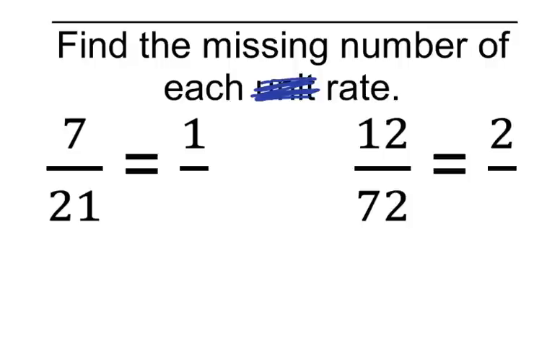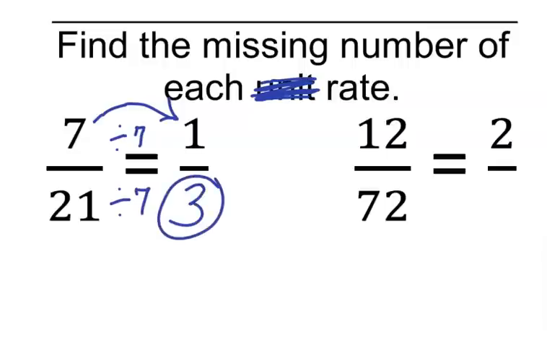All right, so to get from 7 to 1, you're going down. So you're going to have to divide. You can't multiply to get down unless you're multiplying by a fraction. But 7 to 1 means you're going to divide by 7. Okay, so if you're dividing the top by 7, you're going to divide the bottom by 7. 21 divided by 7 is 3. So that's the answer for that one.